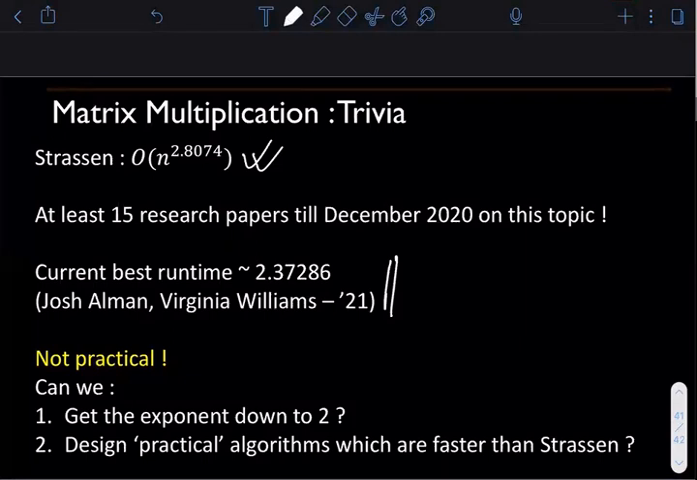Okay. Now, there are two open questions at this point. First is, can we actually get down to a quadratic algorithm? Can we find a purely quadratic algorithm to multiply two matrices? It's not known, and we don't have any reason to believe that this is not possible. But for me, a more interesting question is that Strassen's algorithm is actually the most practical among all these improvements that have been done.